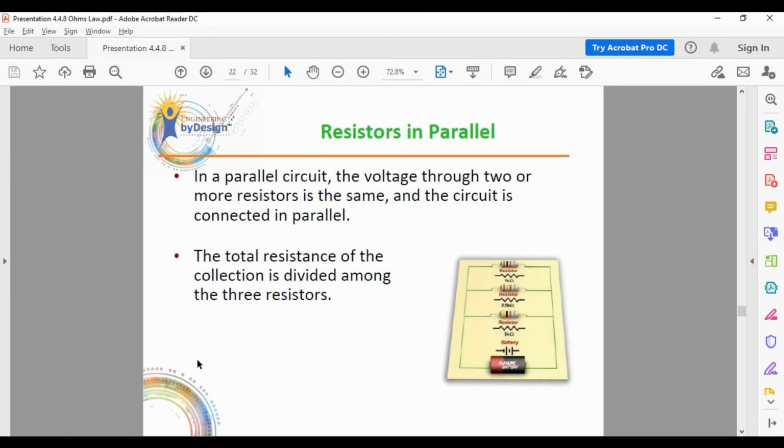Parallel circuit. These are city streets. Voltage through 2 or more resistors is the same, so the voltage stays the same. But then, the current is divided among the 3 resistors. So when I think of parallel circuits, I think of city streets. You're driving down the road, and then you see that your pathway is blocked, so all you have to do is go down the next one. And if that one's blocked, all you have to do is go down the next one.